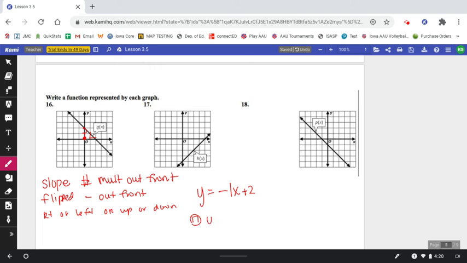Number 17 is not a flip. It's going up from left to right, so it's just going to start with x. I check my slope, which is up 1/1, so it's just going to be 1x still. 1, 2, 3, 4. And I'm starting at -4. Number 18 starts with a flip, so negative. My slope is still 1/1, and this one is starting at down 1.